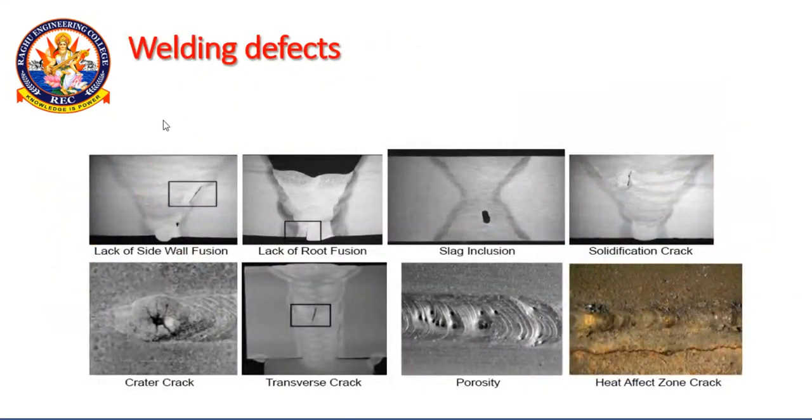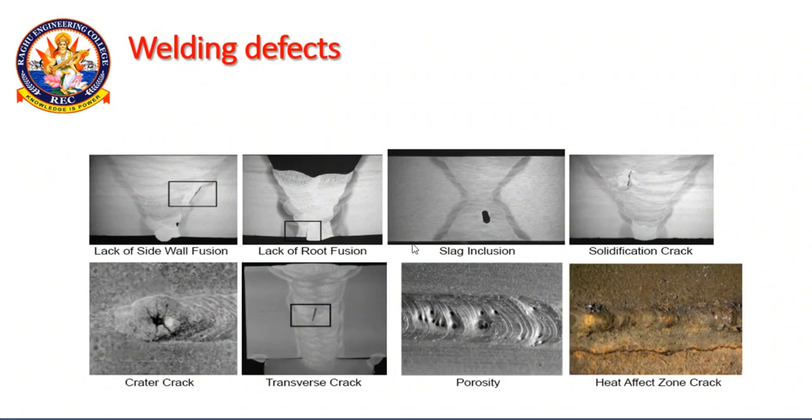Coming to the welding defects, here you can see there is a crack at the neck of the weld, and there are unfilled areas and some inclusions, and some porosity, some crack in between the area, and slag inclusions also. And this is the transverse crack and the lack of root fusion, and solidification crack is also there, and improper solidification is also possible, some cracks and crater cracks. These are all cracks we can identify through NDT techniques.